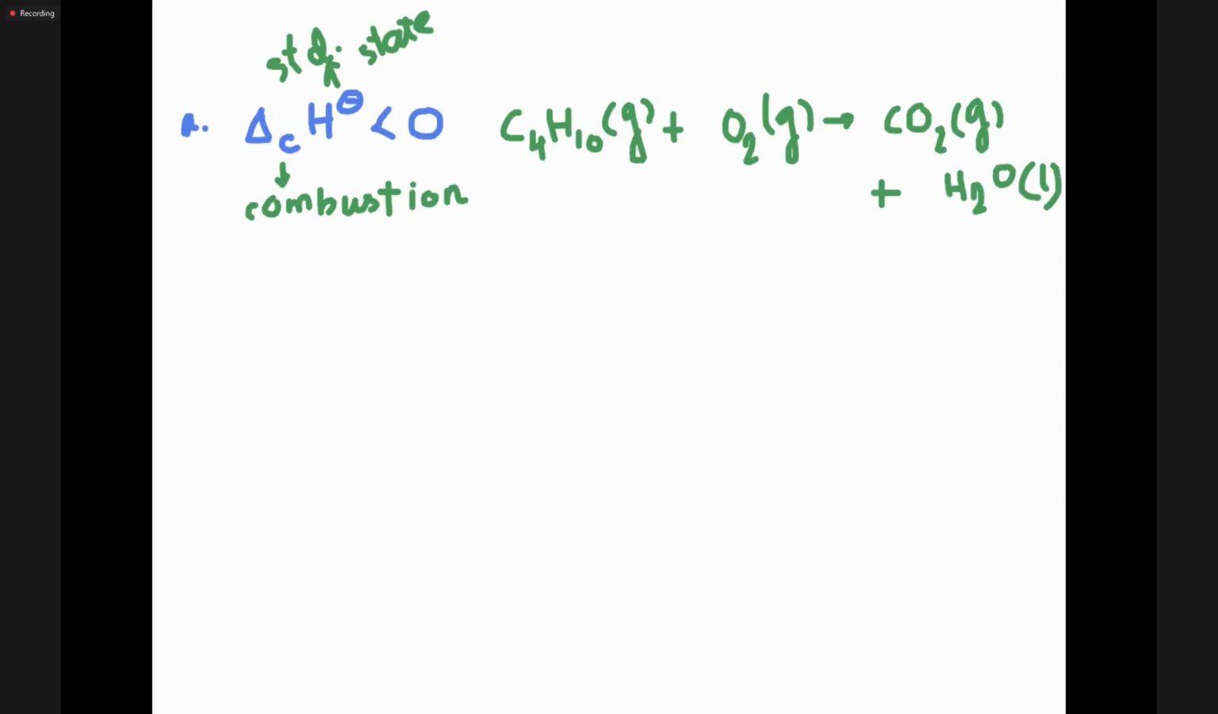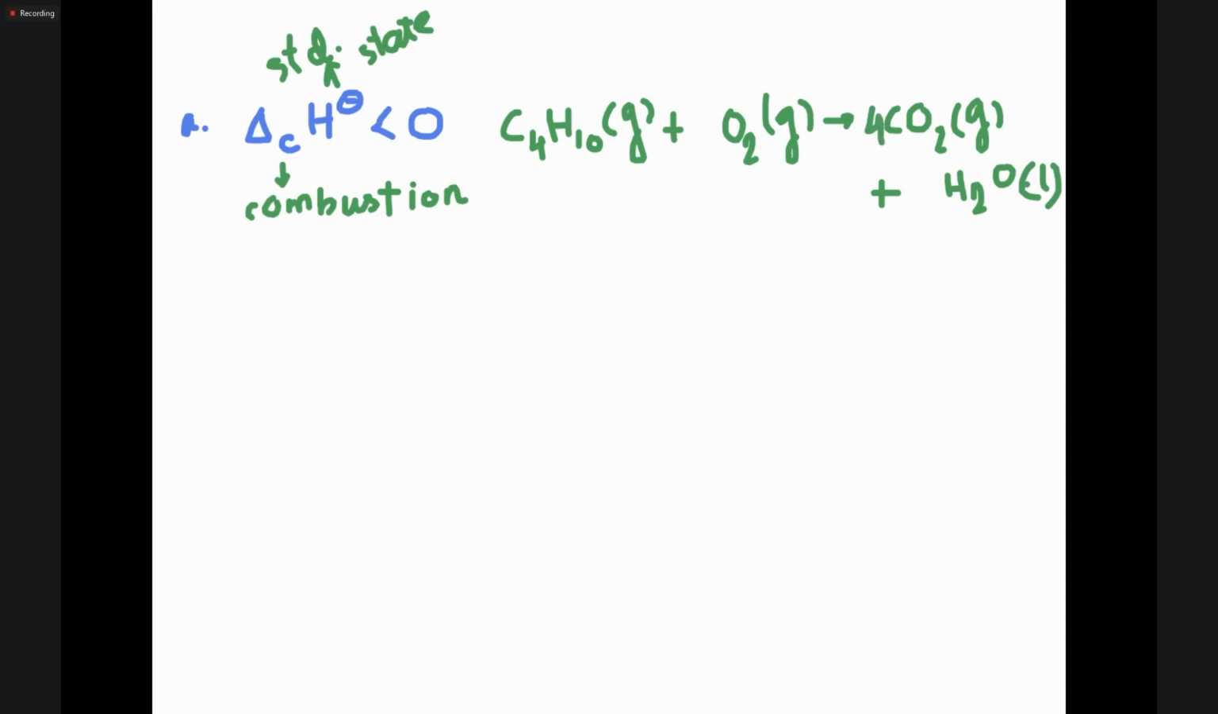Now, this is just a mere equation, but it is not a thermochemical equation. So for this, firstly, we have to balance the equation, and we have to specify the delta CH minus value. So here we have 4 carbons on the LHS. So we'll put 4 over here to make the carbon atoms same on both sides.